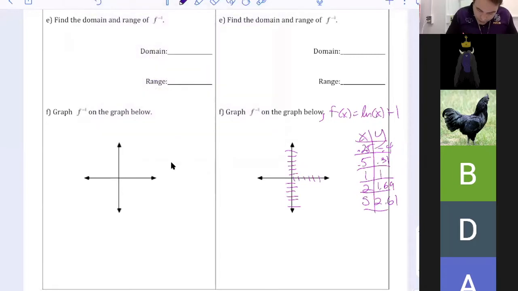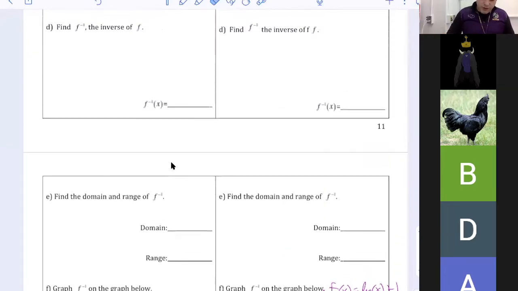So 0.25 is -0.4, 0.5 is 0.31, 1 is 1, 2 is 1.69, and 5 is 2.61. So it looks something like this. Again, it's not going to be perfect, but it'll give us an idea of what this looks like. And for you to get credit, I mean, anybody could just draw this, right? I've seen that on some people's pages. I'm like, nah, don't give me that. Give me a table of values, right? That's the least you could do. So now let's finish answering this question.